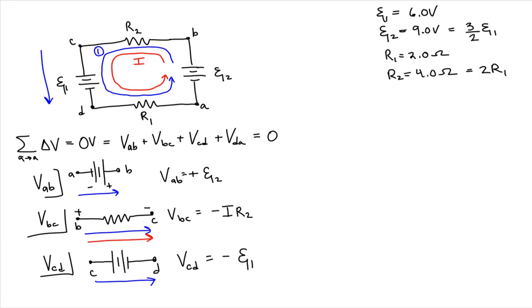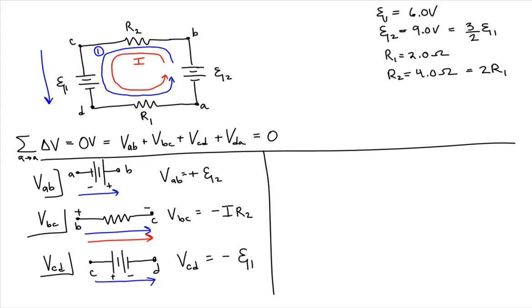So in other words, when you go from a positive terminal of a battery to a negative terminal of that battery, then that battery will lower the potential by the amount of its terminal voltage. So in this case, our potential is lowered by negative the EMF of battery 1.